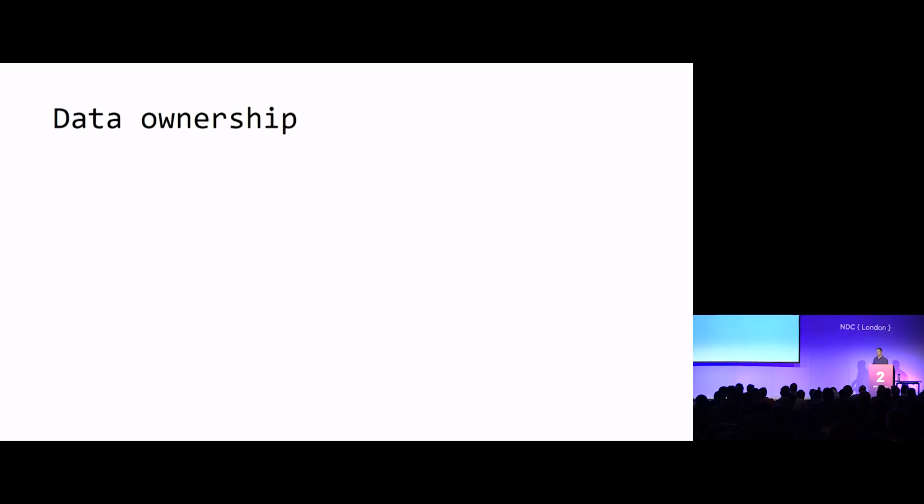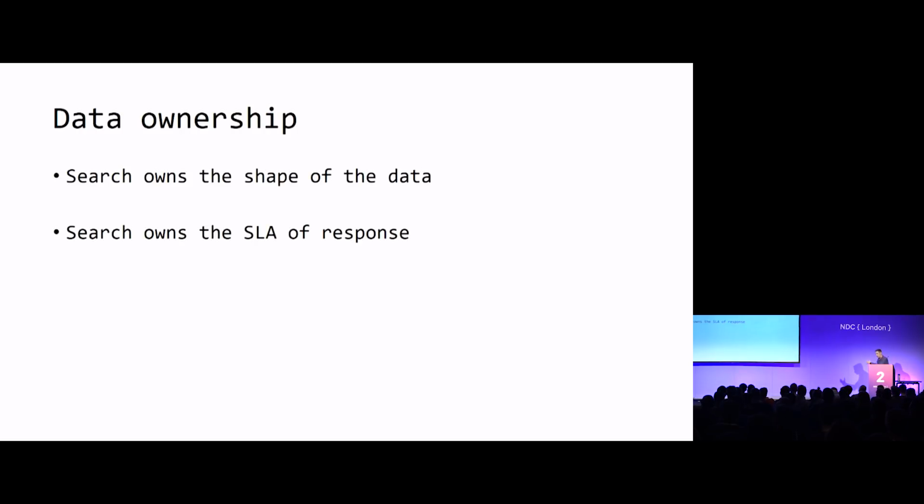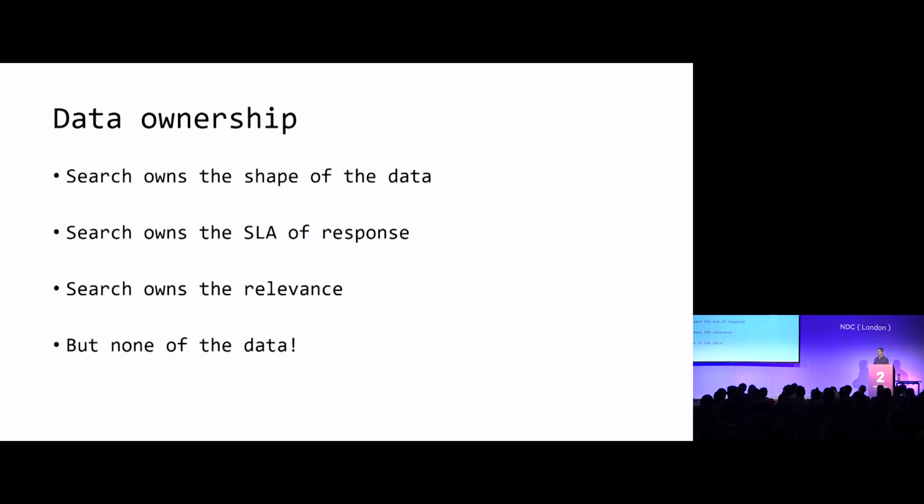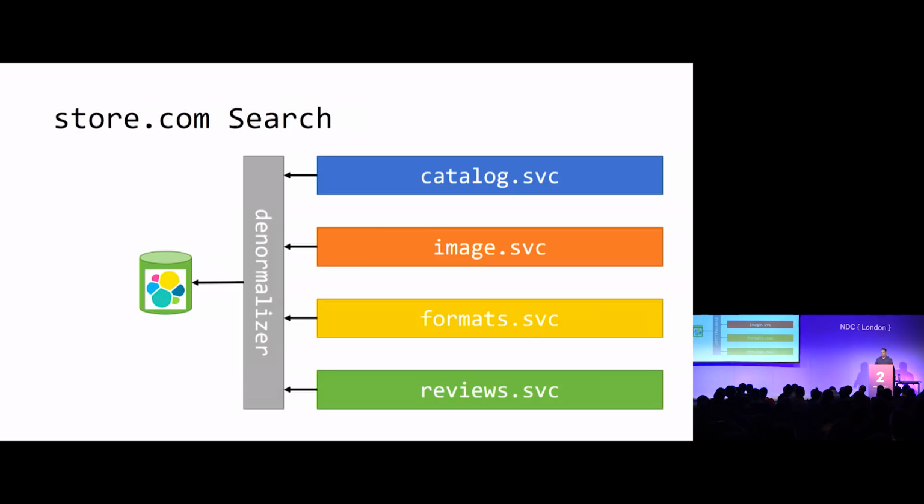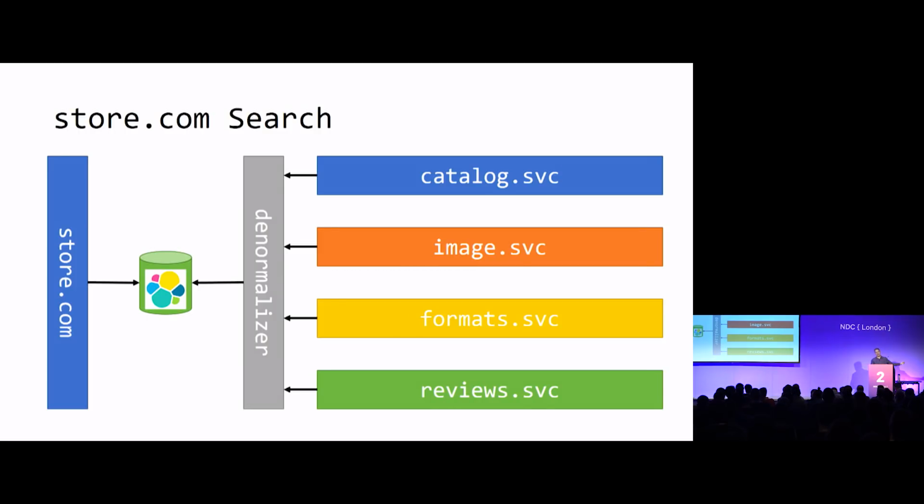So looking at the ownership here, search owns the shape of the data. It owns the SLA of the response to make sure it's correct and comes back quickly. It owns the relevance to make sure you're looking at which comes first, but it doesn't own actually any of the data behind the scenes. So what we need to do is take all of these services' data in whatever way we can get it, feed it into some kind of normalization and denormalization process, and stuff it into our search database so that by the time the .com website hits that search database, all the data it needs to be able to search is already in there.